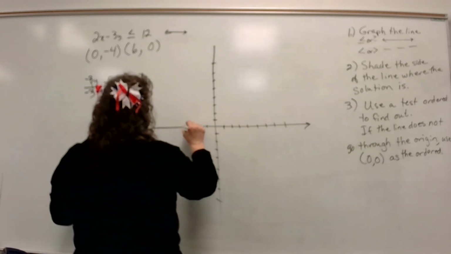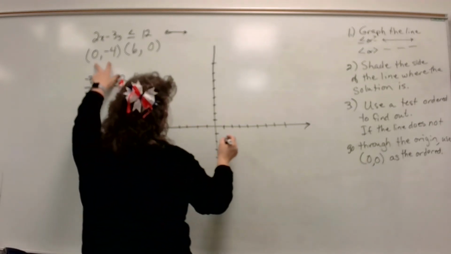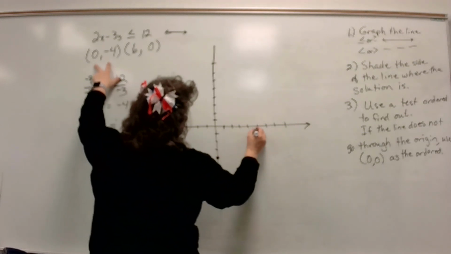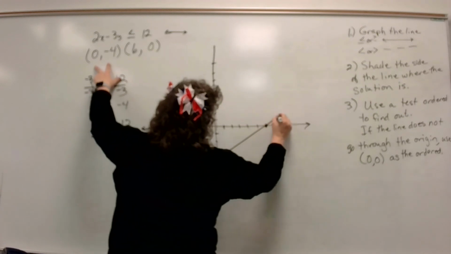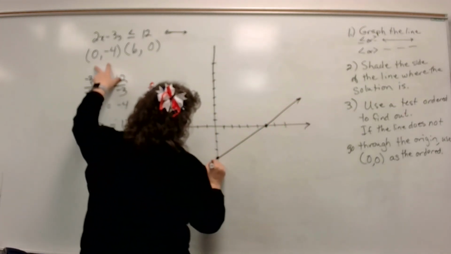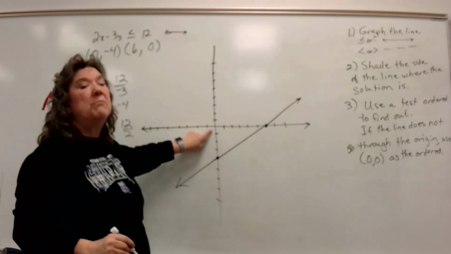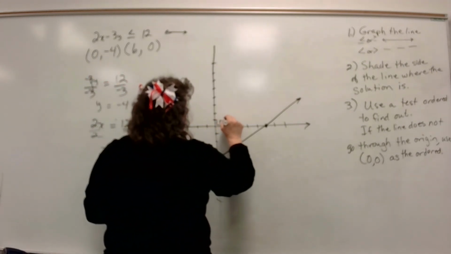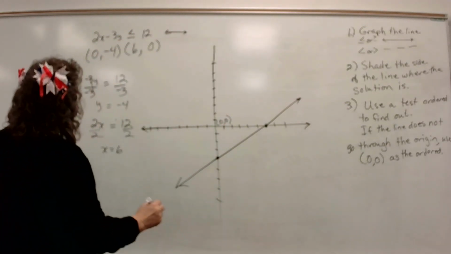As you see, we've got to draw the hash marks so we can draw our line. 0, negative 4. There's my first ordered pair. And my second ordered pair is 6, 0. As you can see, this line does not go through 0, 0. 0, 0 is above my line, so I can choose the ordered pair 0, 0 and put it into my equation and see what happens.